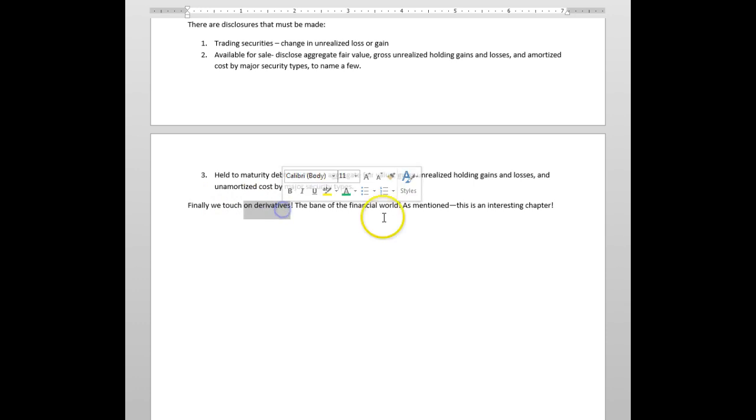And finally, we're going to touch on derivatives. This is the bane of the financial world. We won't do much, but we will do some accounting of it, and the way we're going to deal with it is I'm going to show you an activity and we'll walk all the way through it together. These can be really confusing, but they are absolutely fascinating as you look at them. So that's the chapter.